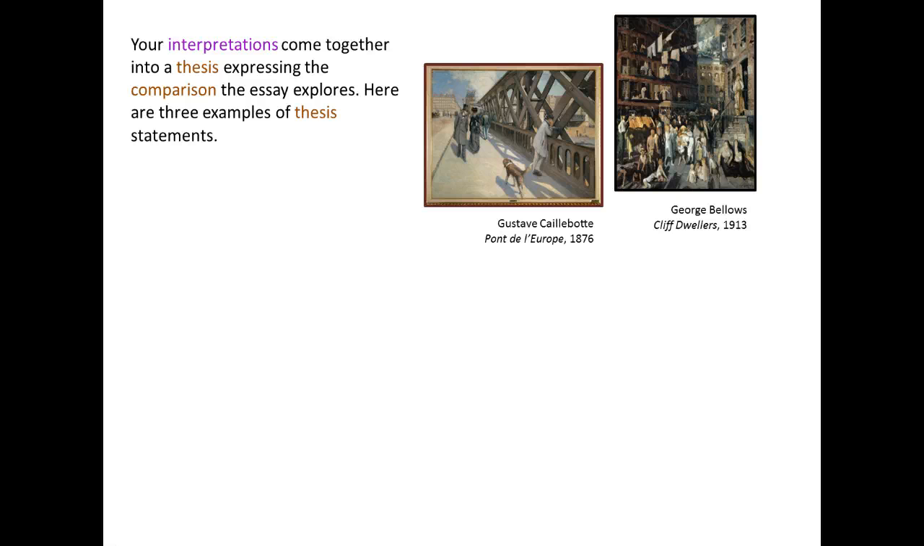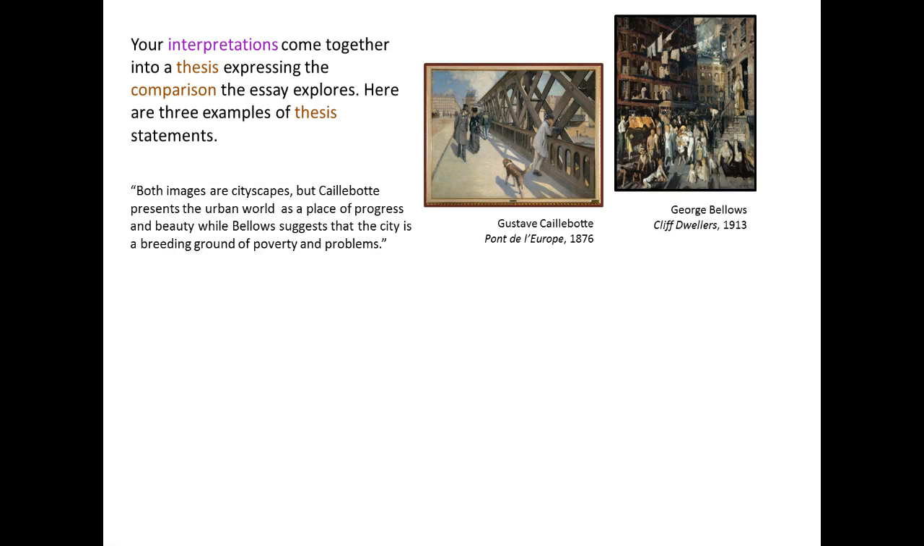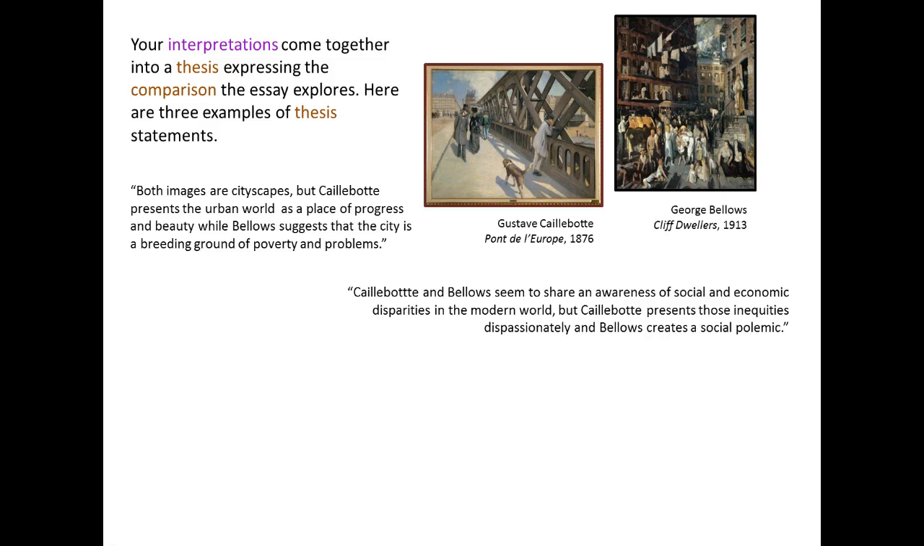Here are 3 examples of thesis statements. Both images are cityscapes, but Caillebotte presents the urban world as a place of progress and beauty, while Bellows suggests that the city is a breeding ground of poverty and problems. Caillebotte and Bellows seem to share an awareness of social and economic disparities in the modern world, but Caillebotte presents those inequities dispassionately, and Bellows creates a social polemic.